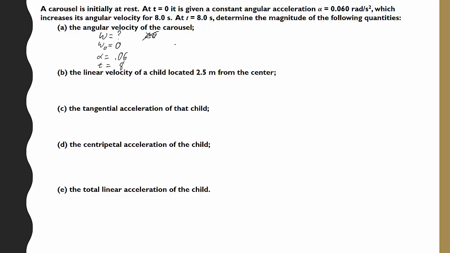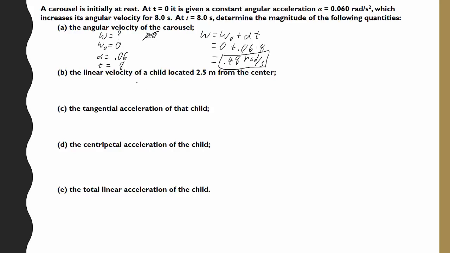So then I'm going to go look for one of those kinematic equations that's going to help make my life easier. The one that relates all of these things and doesn't have delta x is just omega equals omega naught plus alpha times time. So this is 0 plus alpha, 0.06, times 8. Pretty simple, straightforward calculation. You get 0.48 radians per second.